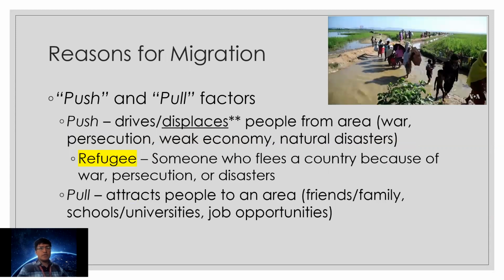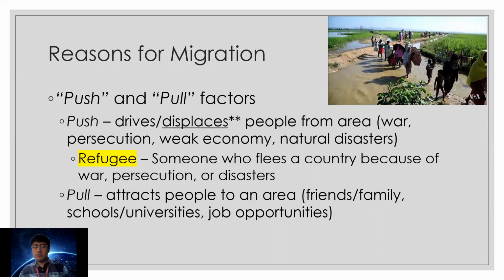All right, reasons for migration. So two big things, what we call push and pull factors. Now, a push factor is anything that displaces. Anything that we have underlined here with stars pretty much means that it's probably, I'm not saying exactly, but probably going to be on the CUA for tomorrow. So a push factor, again, drives or displaces people from an area. This could be because of war, persecution, a weak economy, or even natural disasters, like flooding.